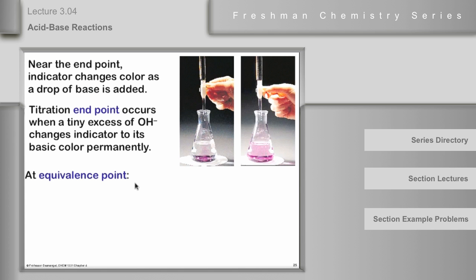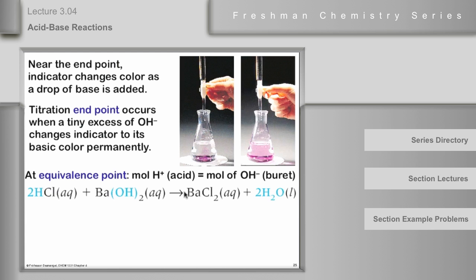of acid were equivalent. At the equivalence point, the moles of H plus present in the flask is equal to the moles of hydroxide delivered by the burette. So typically what we will do is, knowing the volume of the acid and knowing the concentration of the base, we can measure the volume of the base, and from those three things we can calculate the fourth thing, which is the concentration of the acid.